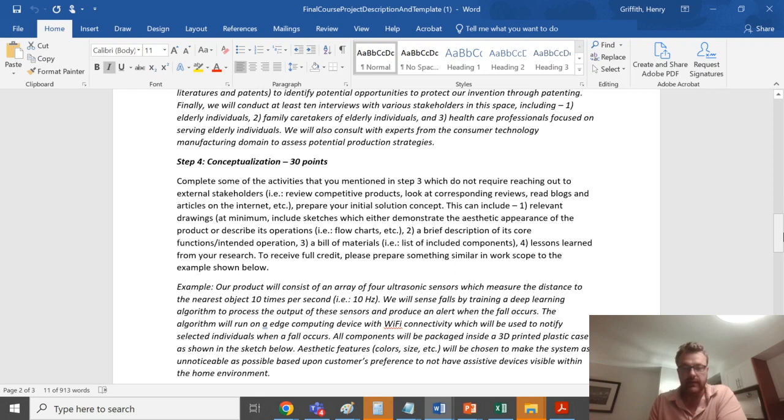What I'm looking for here is to actually talk about how you would prepare your final solution concept. So step 3, if you think about it, it's like, okay, here's a general idea of what we want to build. Here's how we're going to go out into the literature and talk to people and try to refine our specific idea. Okay, now here's our actual first concept.